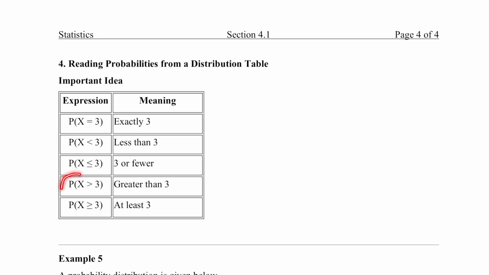P of x greater than 3 means the probability that x is greater than 3. P of x greater than or equal to 3 means the probability that x is at least 3. The key idea is that whenever an event includes multiple values, we add the probabilities for those values. Let's apply this idea.